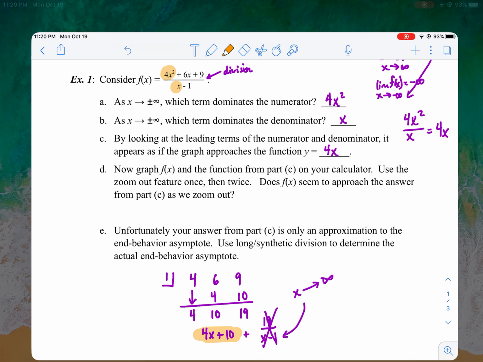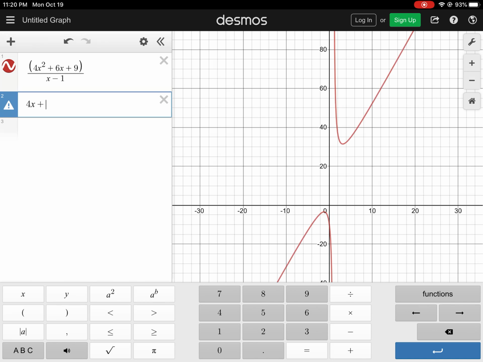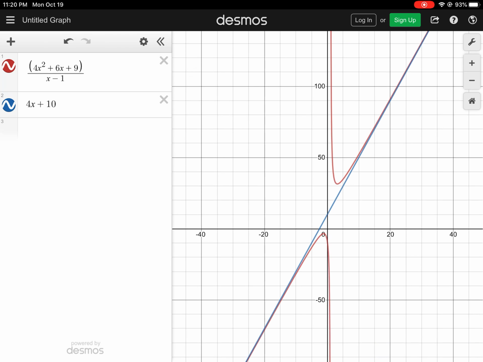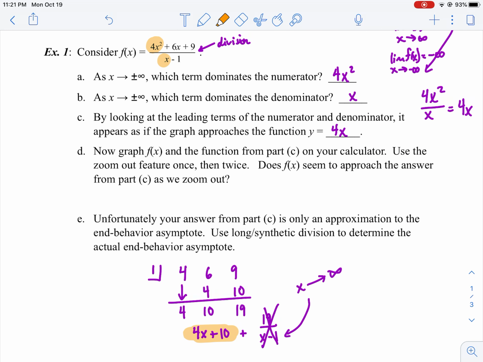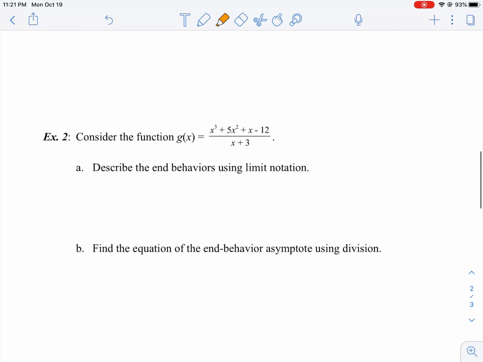So if we go back into Desmos here and we change our approximation to 4x plus 10, look at that, like a glove, it just slides right in there. You can see where that asymptote fits perfectly between the curves. So we now know that is the exact asymptote that it's going to approach as we go to infinity. So that's pretty cool. I always like asymptotes. They're pretty sweet. So that is one of the reasons that we use long and synthetic division, to help us figure that out. So we try one more here.